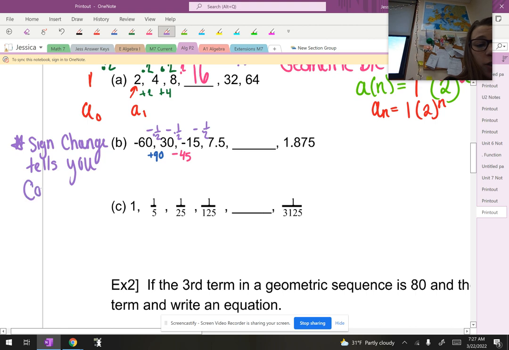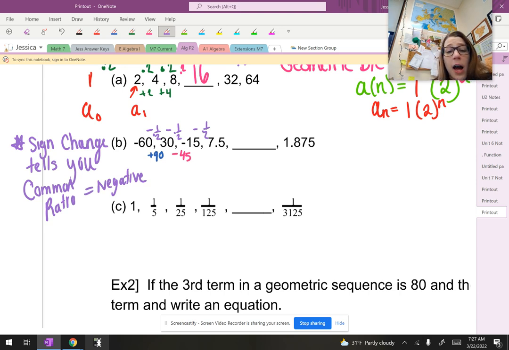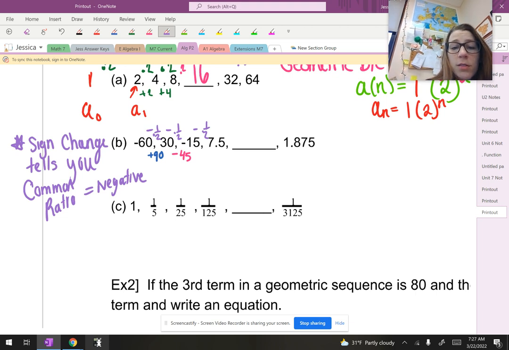So the sign change tells you that your common ratio is negative. That's what that tells you right there. So 7.5 times negative 1/2 is going to give me negative, there we go, negative 3.75.